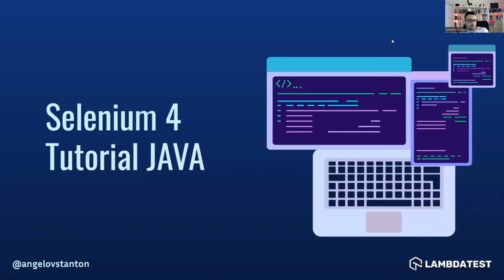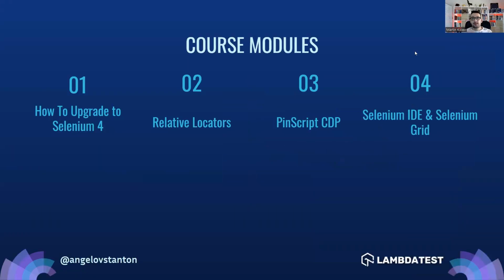So let me share my screen. In the past 4 videos, we talked first about how to upgrade from Selenium 3 to Selenium 4. Then we talked about the new relative locators. Then I showed you really advanced new capabilities of initialization scripts, how you can put and display notification messages and even highlight actions in WebDriver. And in the last video, we talked about the new Selenium IDE next generation and the new Selenium Grid capabilities.